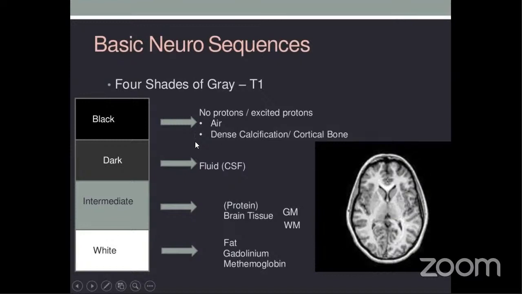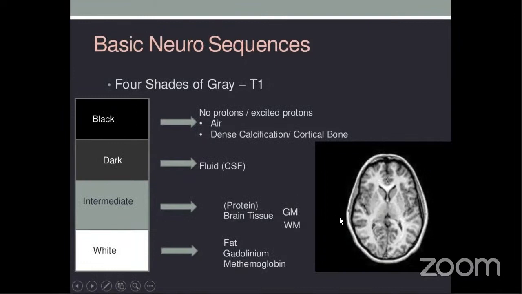We use the term black. Dark we use for the term CSF. Okay, fluid is dark here. And then you have intermediate. For everything, intermediate shade of gray is for your brain tissue. That is gray matter and white matter that comes in between. White is your fat, gadolinium and methemoglobin. Right? That is bright. I told you in hemorrhage and all that you have your methemoglobin. Then fat. That is what is important. Bright structures. Right?